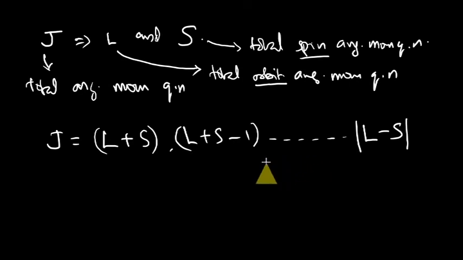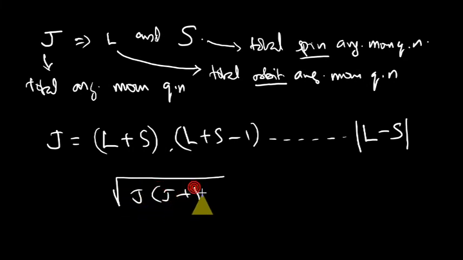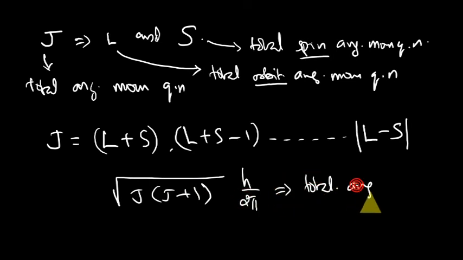Now, if you know the total angular momentum quantum number J, the total angular momentum is determined by the expression root of J into J plus 1 into h divided by 2 pi. This will give the total angular momentum. Okay. And this total angular momentum results from both the orbital motion and also the spin motion of the electron. So now we have discussed the Russell-Saunders coupling.